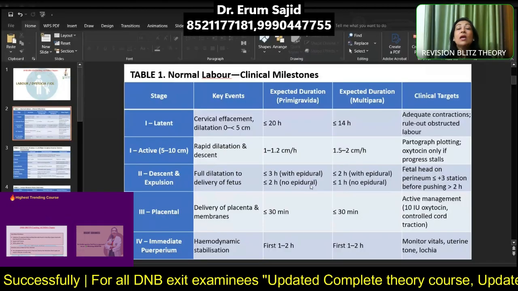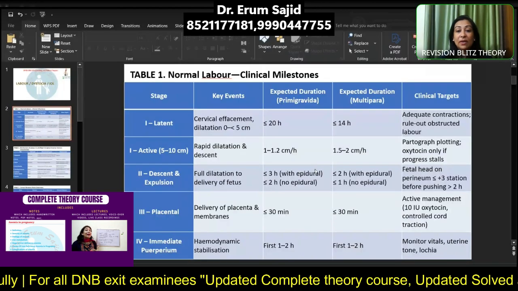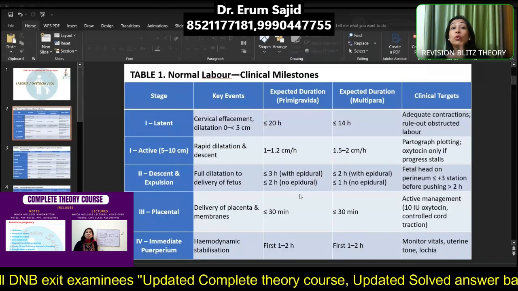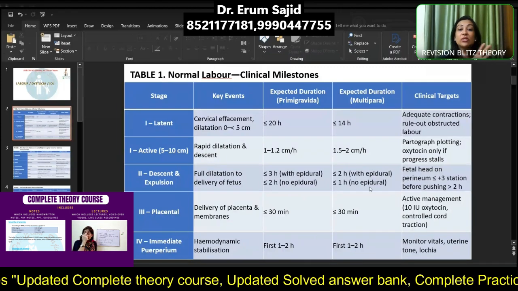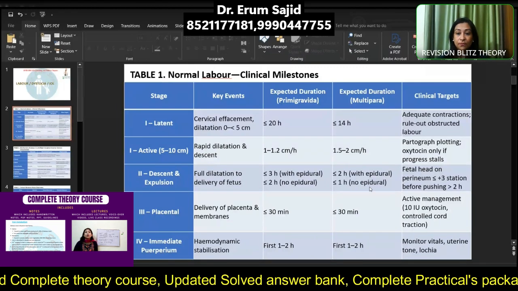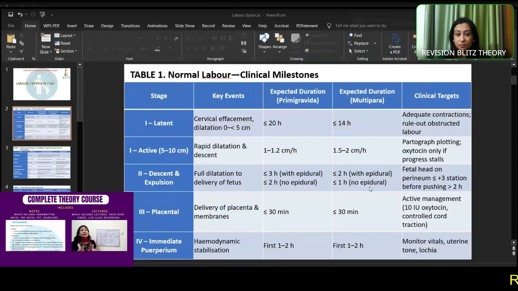So the second stage: if an epidural is given to a primigravida, you can give her 3 hours. If an epidural is not given, you will wait only for 2 hours. For a multigravida, if the epidural is given, you give her 2 hours. If it's not given, you will not wait for more than 1 hour. You have to intervene there.